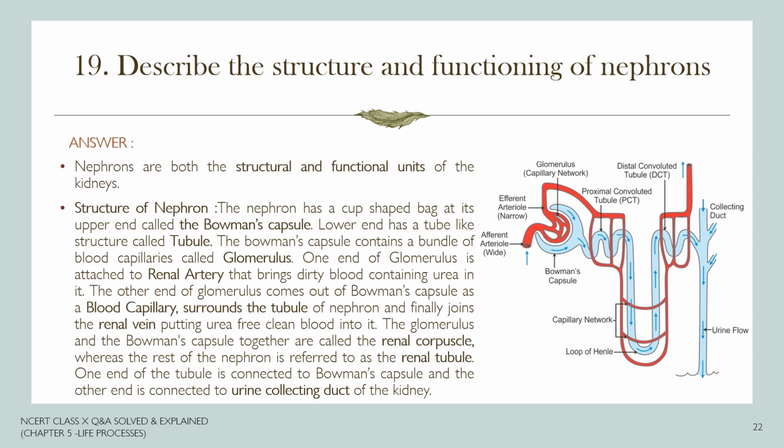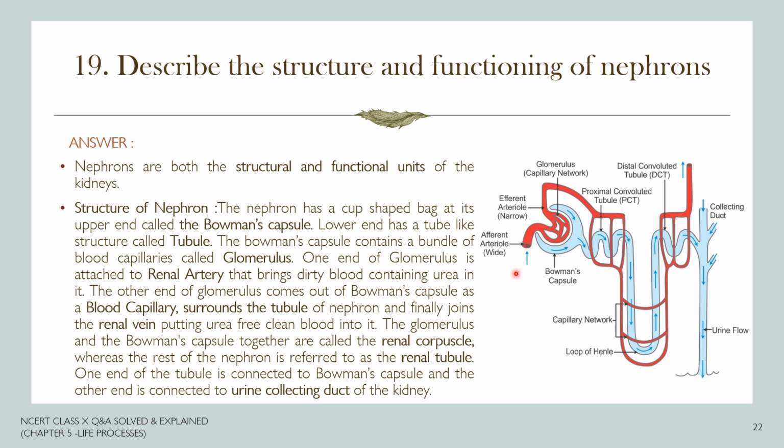Describe the structure and function of nephrons. So nephrons are the structural and functional unit of the excretory system. They are present in the kidneys. So a nephron has a cup-shaped bag at its upper end, which is known as the Bowman's capsule. The lower end has a tube-like structure, which is known as the tubule. The Bowman's capsule contains a bundle of blood capillaries, which is known as the glomerulus.